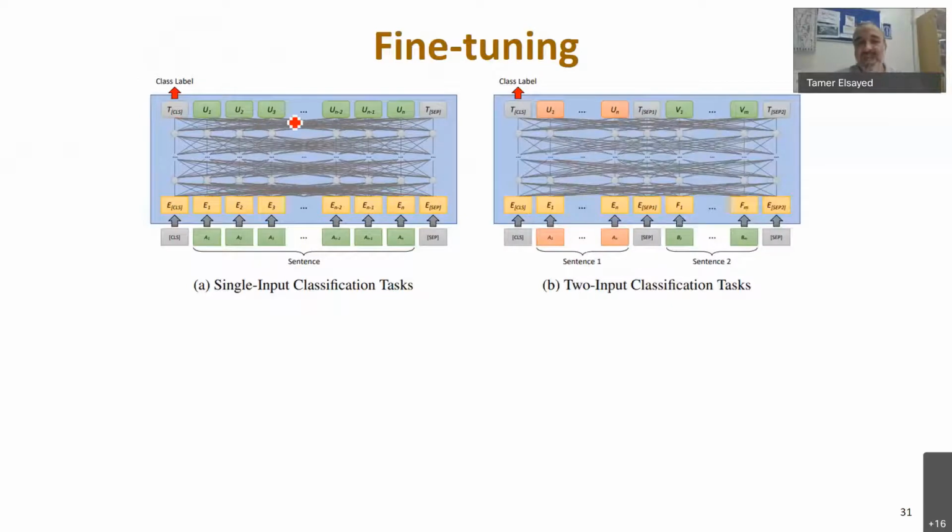The second type of task that was shown in the paper is two input classification tasks. That means that you will have two sentences as an input to BERT. You put the first CLS, then the first sentence, then the separator, then the second sentence, then another separator. This is still within the limit of the 512 tokens.